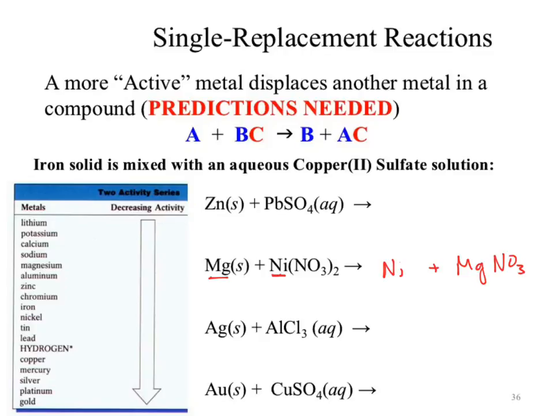And what is the charge on magnesium? What is the charge on nitrate? Minus 1. Because you're required to memorize that. Is that formula balanced? No. So I need to put in 2. What have we done? That's it. That's all I was asking you to do. Predict the product. That's it.